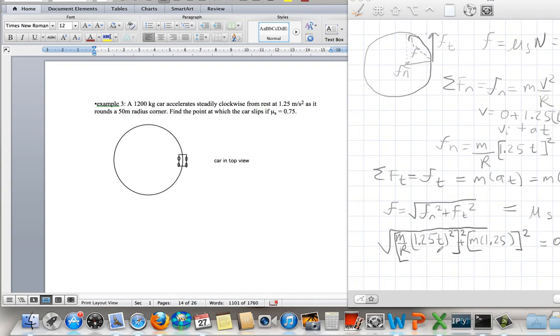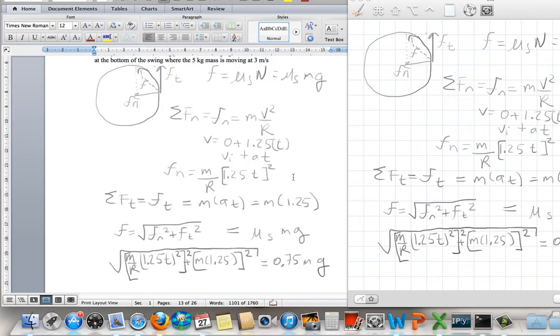So all will be well until the time t given by this equation, because at that time static friction has reached its maximum value. If you go on increasing in speed, you will not have enough friction to keep you going in a circle, and you will slip. So there's a little bit of algebra here to solve for the time t, but there's the equation. Fairly straightforward. And that's what it looks like in the given space.